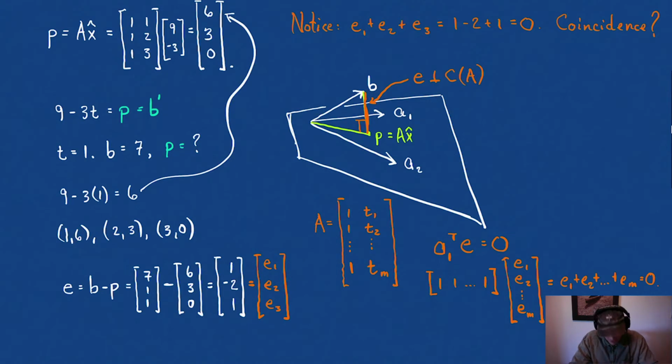Because the vectors in the column space of A are perpendicular to E, their inner product is 0, and so we always know that the sum of the error components is 0. Now, there's a bit more we need to see here. There's a good bit more. What about this? Let's continue on. We're going to talk about E some more. It's a pretty significant player here.